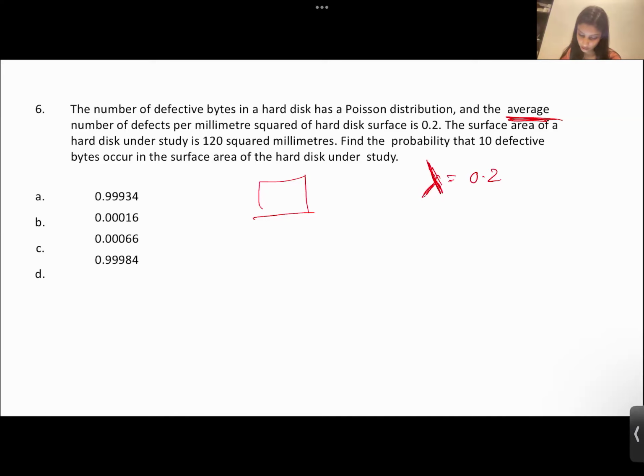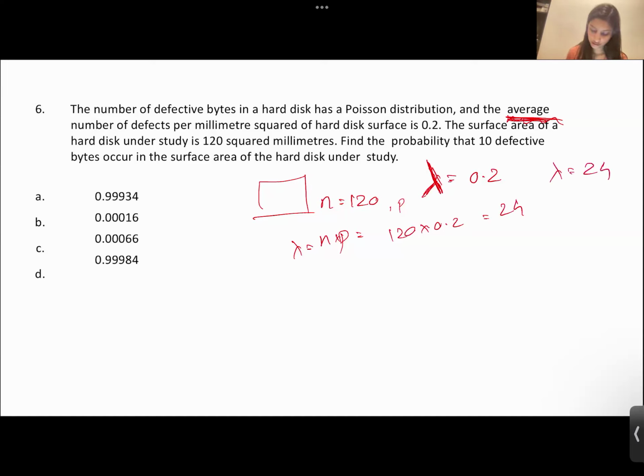Okay, wait, I might be wrong. Your region under study, n, is equal to 120 square millimeters. You need to find the average number of defects, 0.2. This is not lambda here; that's basically your p. So to get your lambda, you have to do n times p, which is 120 times 0.2. Two 12s are 24. So your lambda is equal to 24 here.